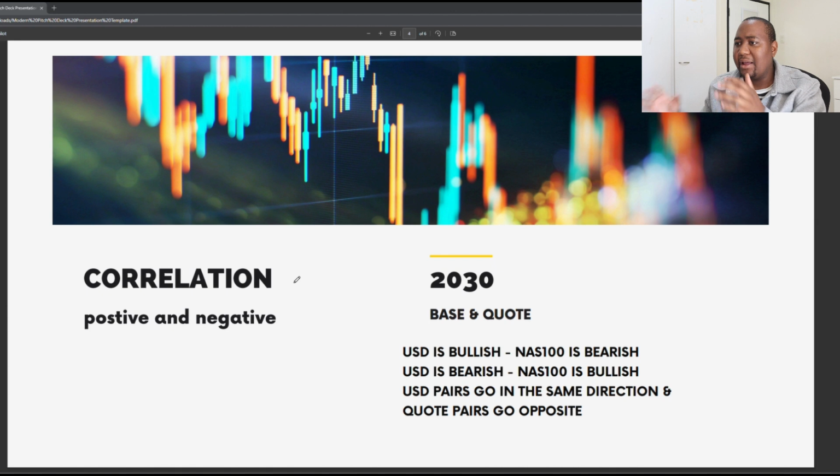What do I mean by that? Negative is simply when pairs go opposite. So simply when the US dollar is bullish, Nasdaq is bearish. When the US dollar is bearish, Nasdaq is bullish. And of course, when US dollar pairs go in the same direction, other pairs go in the opposite direction.